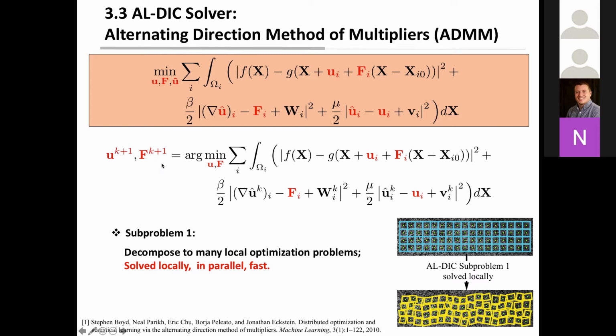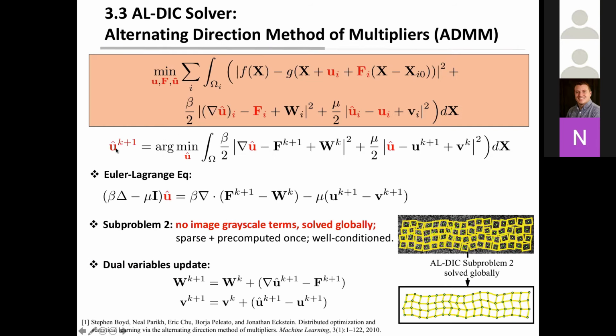And after solving U and F, you can fix U and F and then solve for U hat. Because U and F are fixed, the first term is fixed. Solving the second equation is just some Euler-Lagrange equation, and you have the explicit result for U hat. Also, because F and G are fixed, the first term, where there are gradient values, doesn't enter. So you only solve some very nice, simple equation for U hat. Even though it's a global problem, because there are no gradient values, it can be solved very fast. And then you just iterate and solve everything iteratively.